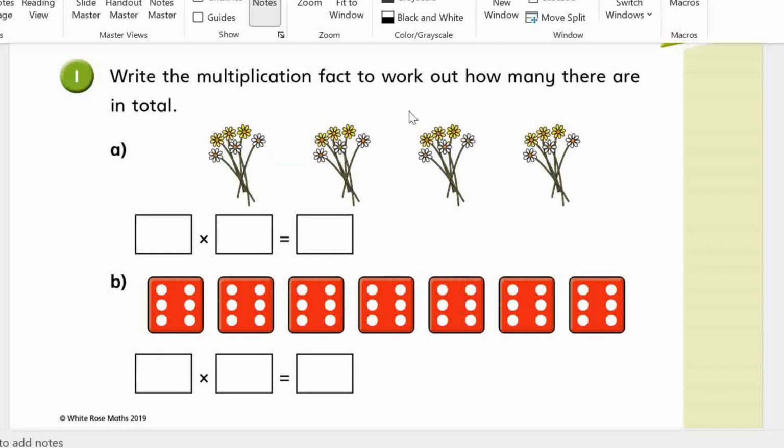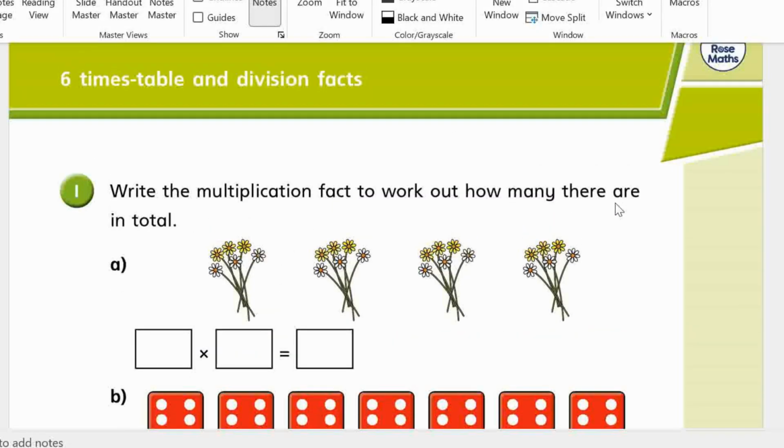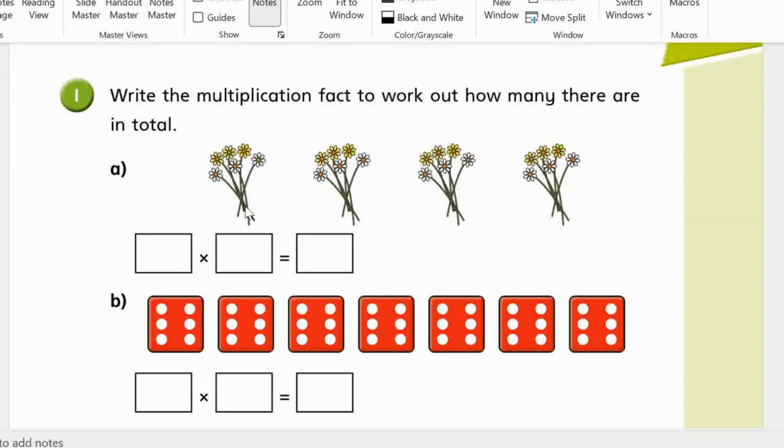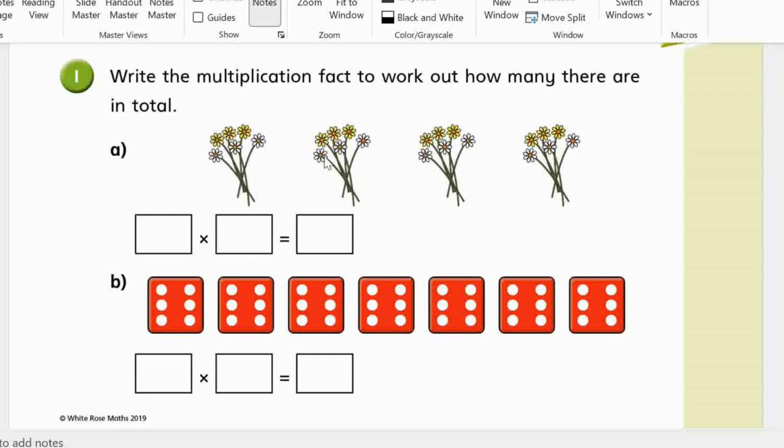Write the multiplication fact to work out how many there are in total. Okay, so in each bunch there are 6 flowers. Okay, so what is the equation? How do we write it? Good, because there's 4 bunches. And what does that give us?